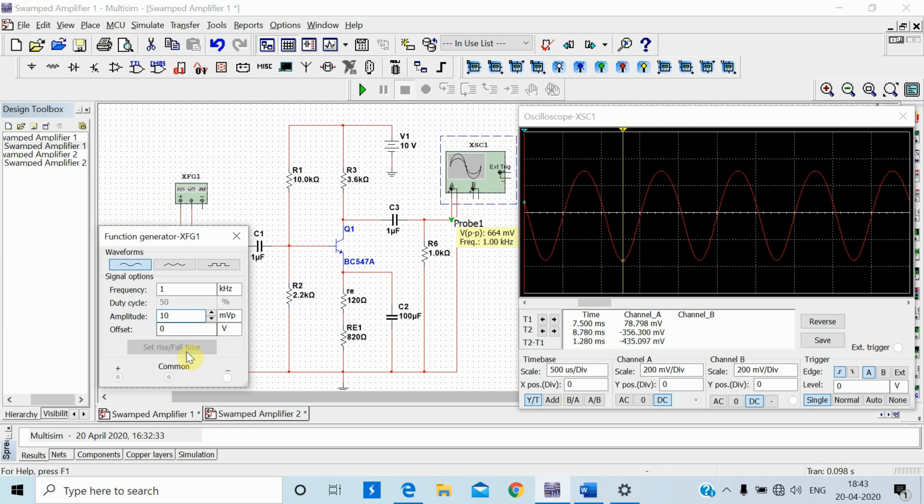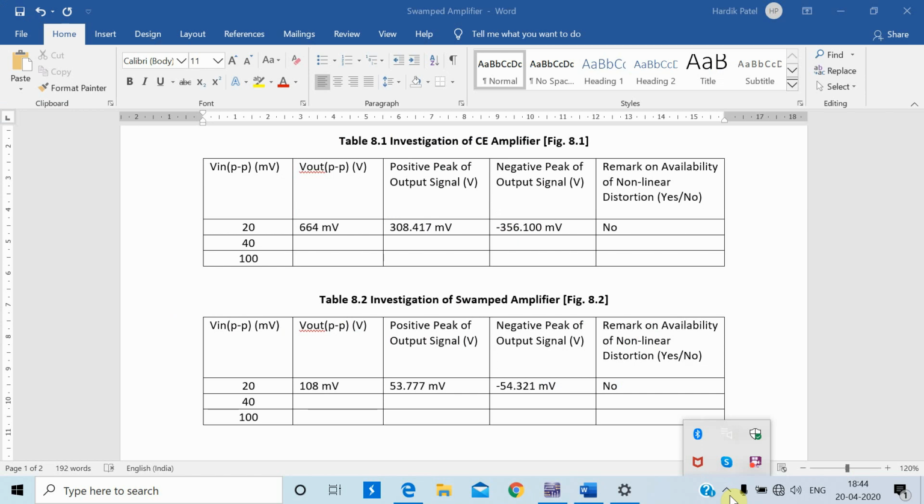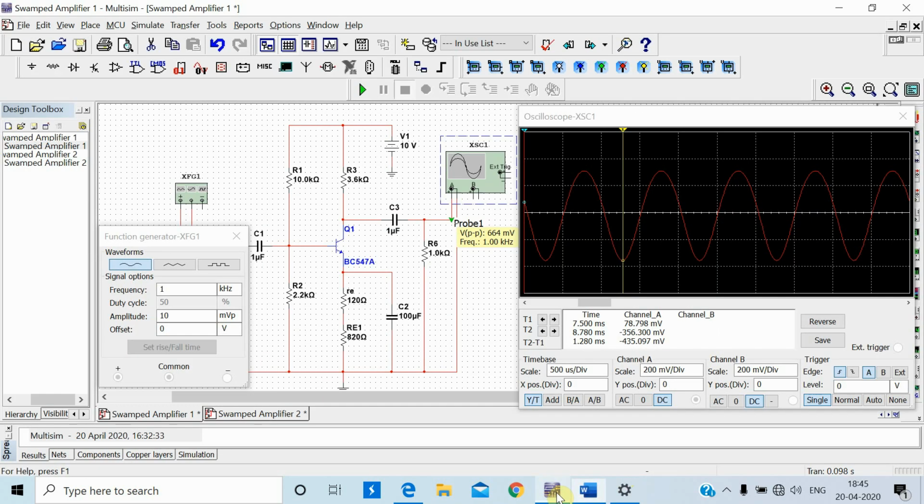So instead of 10, now I am setting 20 millivolt. Before that, we need to take the readings for 10 millivolt for both the circuits. So I am doing this, then I will change the value of the input signal. So I have noted the readings for 20 millivolt peak to peak, meaning 10 millivolt peak, for both these circuits, the C amplifier and the swamped amplifier. And now for 40 millivolt peak to peak and 100 millivolt peak to peak, we have to take the readings. So let us quickly see.